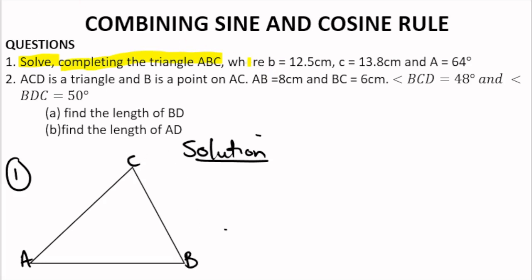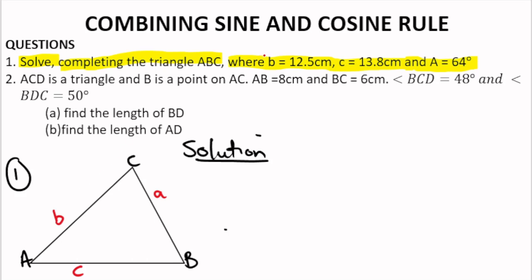It says where B is equal to 12.5 centimeter, C is equal to 13.8 centimeter, and A is equal to 64 degrees. So to label these parameters, we have to label their sides. If this is capital letter A, the small letter a is opposite, which is this. Now if this is capital letter B, small letter b is opposite of angle B, and if this is capital letter C, small letter c is the opposite of angle C.